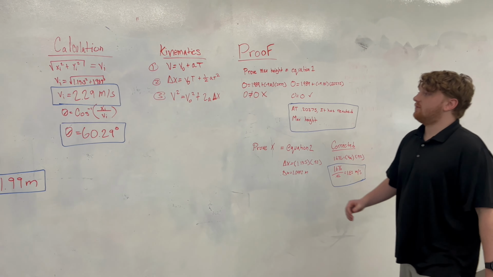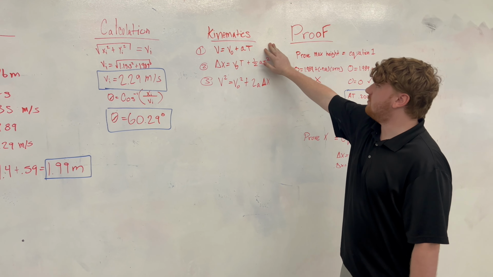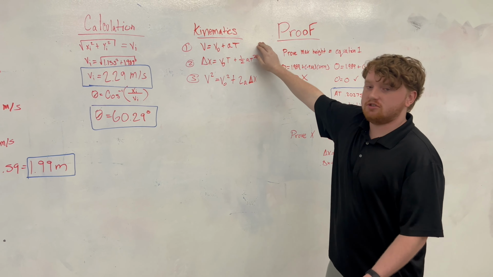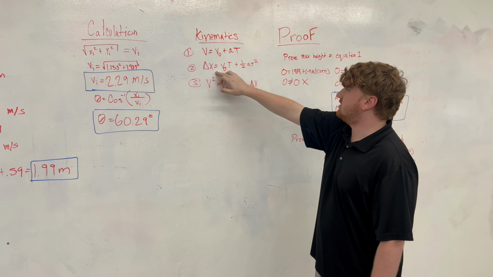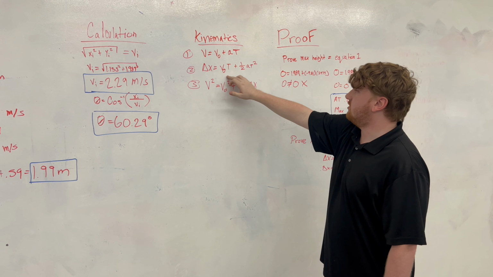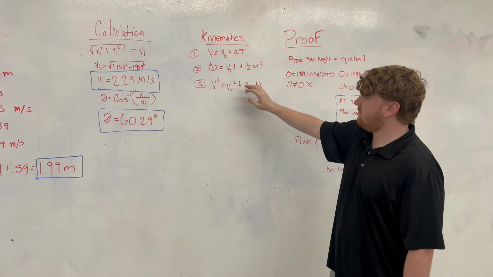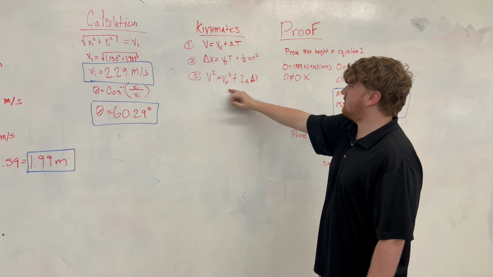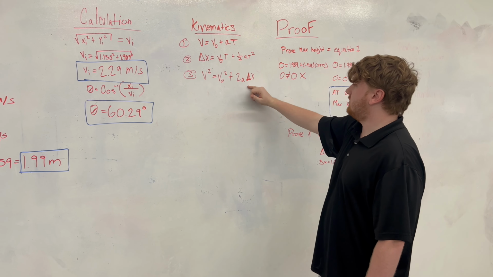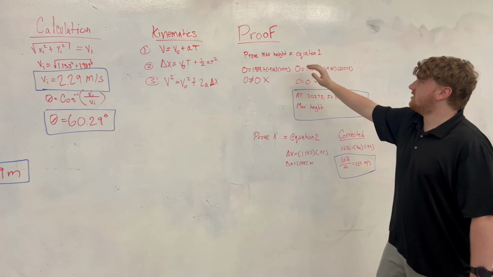And here we go. Now we have the kinematics. Velocity is equal to v naught plus a multiplied by t, and that gives you your velocity at any given point. Change in x, which is distance, is equal to v naught multiplied by time plus 1/2 a t squared. That's the second equation. The third equation is velocity squared is equal to v naught squared plus 2a multiplied by the change in x, our distance. And now here we are proving this.